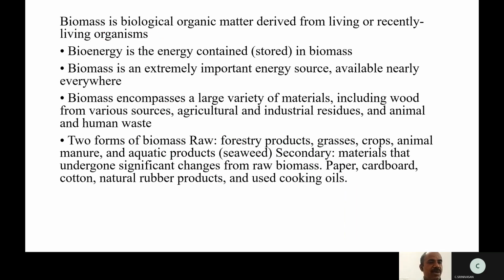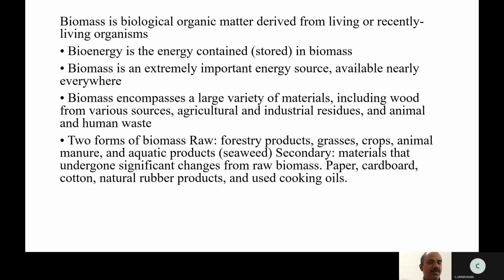Biomass is a biological organic matter derived from living or recently living organisms. Bioenergy is the energy contained in biomass. Biomass is an extremely important energy resource available nearly everywhere. Biomass encompasses a large variety of materials, including wood from various sources, agriculture and industrial residues, and animal and human waste. These are the wastes we have to use, and then we produce gas. That gas will be changed to electricity.